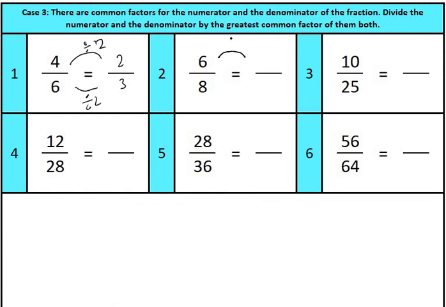So let's just do it. Let's just divide by 2. This is divide by 2, and then we have 3 out of 4. 6 divided by 2 is 3, 8 divided by 2 is 4. And then over here you see 10 divided by 25.